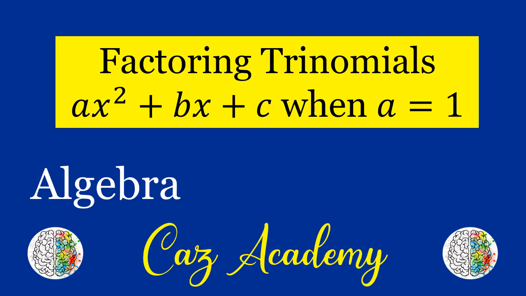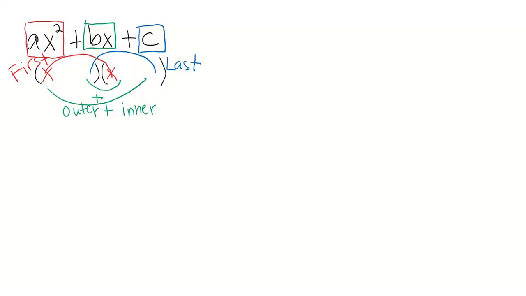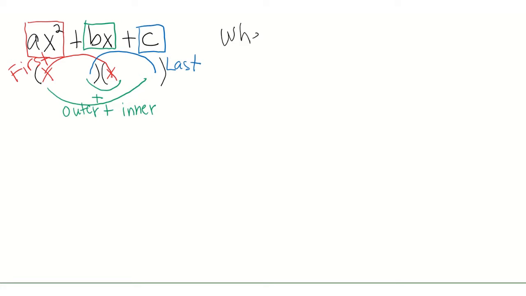Today we will be looking at how to factor trinomials when a equals 1. When a equals 1, it makes our equation real simple because we have x squared plus bx plus c.